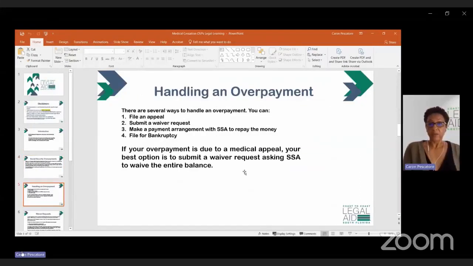Handling an overpayment. There are several ways you can handle an overpayment. You can file an appeal, submit a waiver request, make a payment arrangement with Social Security, or file bankruptcy. If your overpayment is due to a medical appeal, your best option is to submit a waiver request, asking SSA to waive the entire balance.